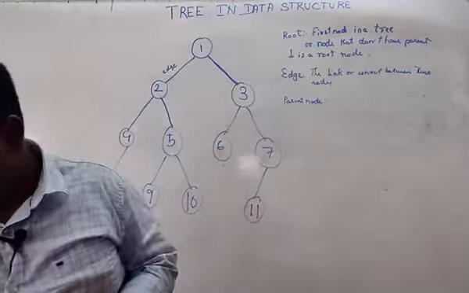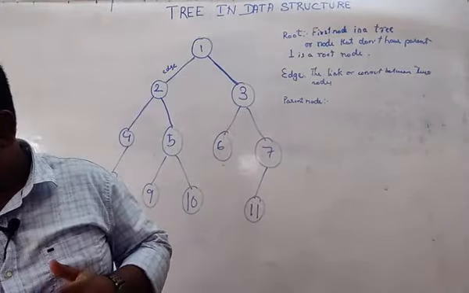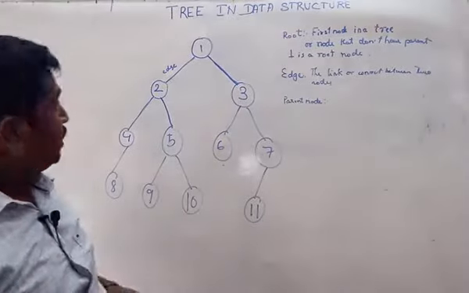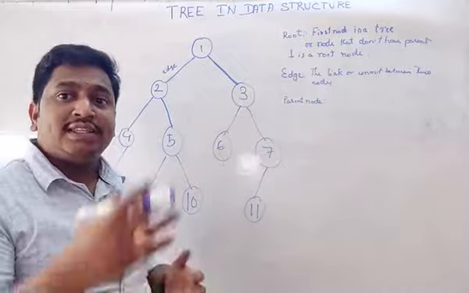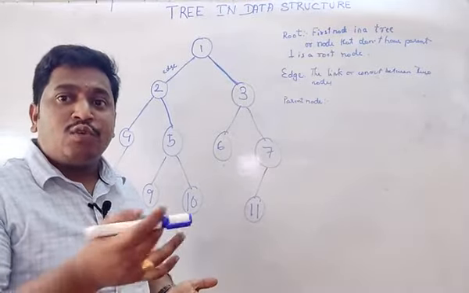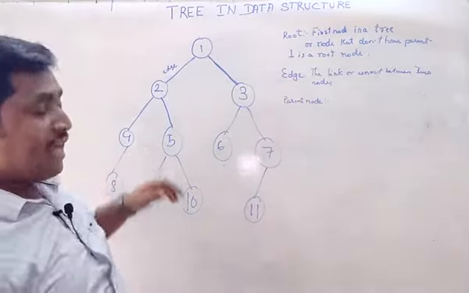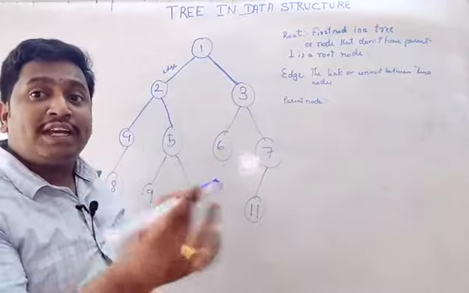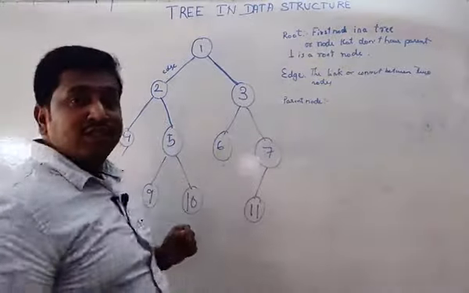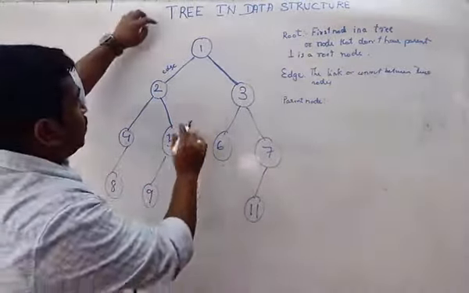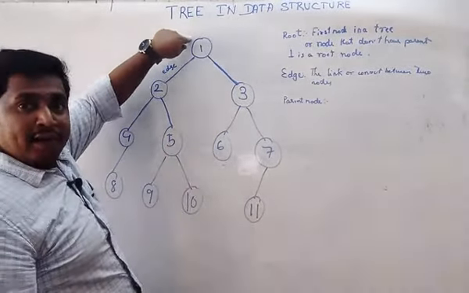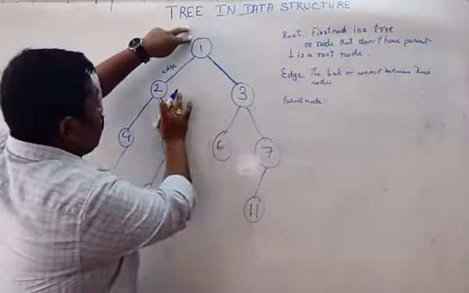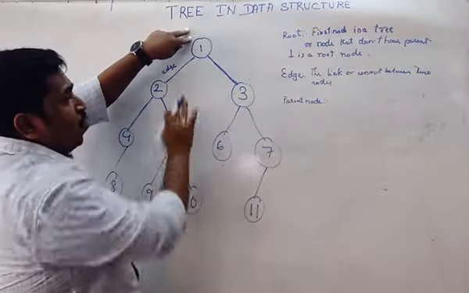Next is a parent node. If any node contains a subnode, then that node is said to be the parent of that subnode. See here, 2 and 3 are subnodes of 1.